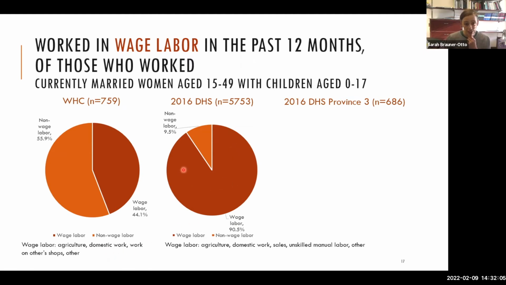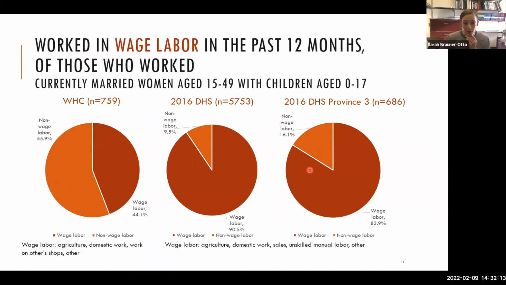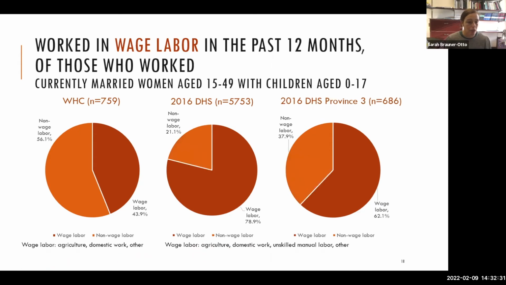So Nepal DHS says that 90% of women had done that type of work in the past year. And it's still quite high for province 3, 84%. So I thought, well, let's see if we can adjust these definitions a little bit. I removed sales and working in shops to really just try to get at the agricultural work. And even in this version, you're still seeing much higher estimates within the DHS than we're seeing.